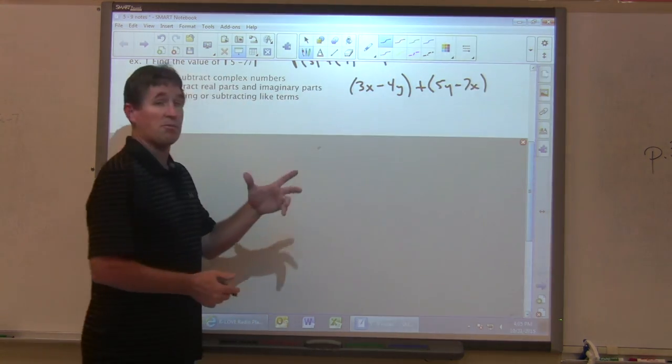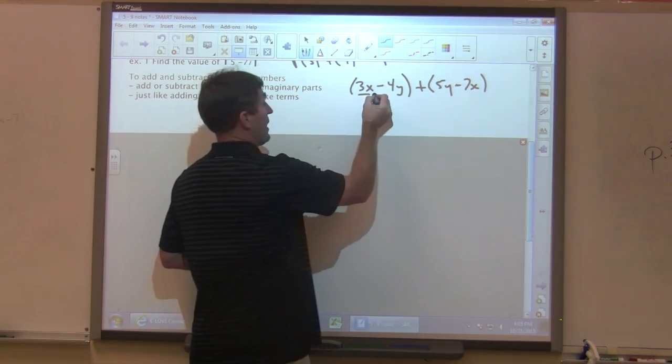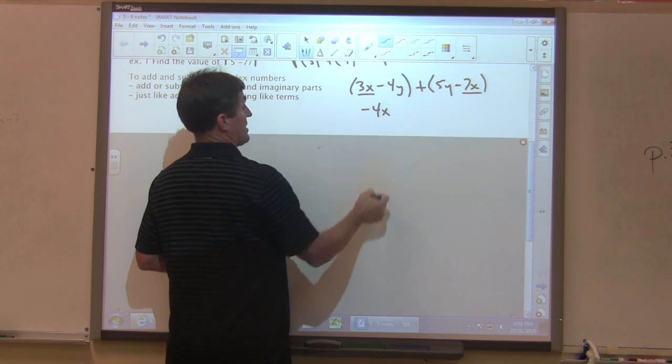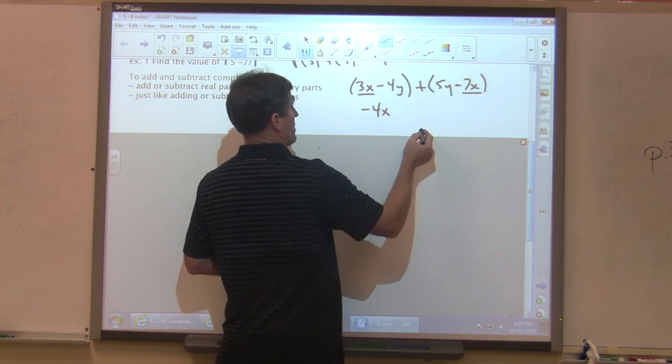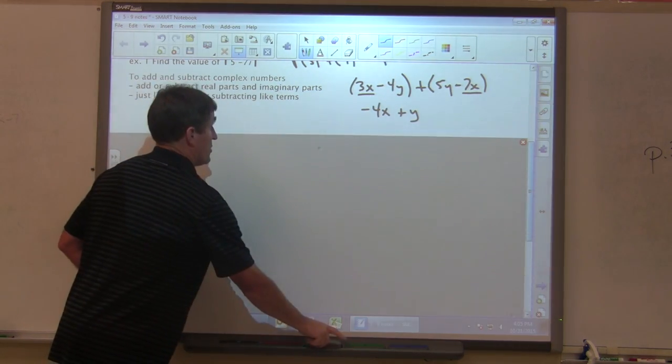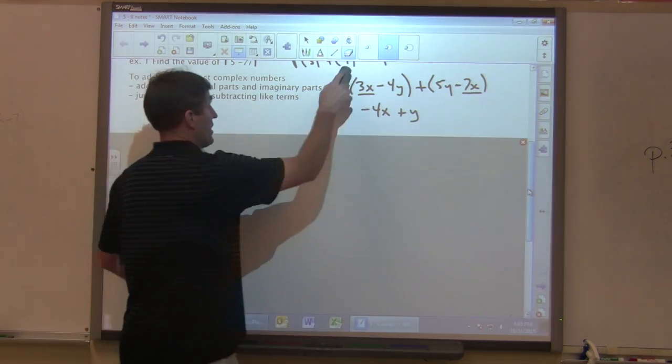Remember, you can only add and subtract like terms. So we have 3x minus 7x would be a negative 4x. And negative 4y plus 5y would be a plus y, and we would be finished. So nothing really changes when you do imaginary numbers.